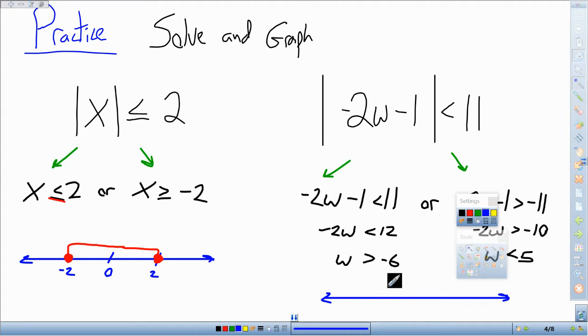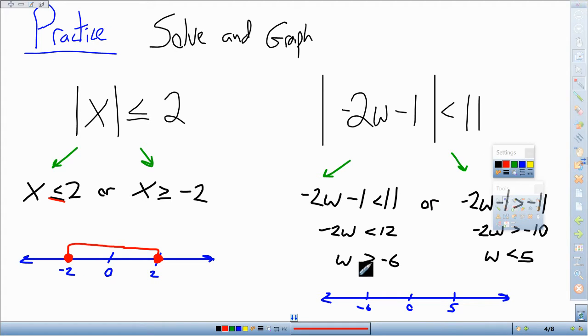Okay, so let's see, we got a negative 6, we got a positive 5, putting 0 in the center. W is greater than negative 6, so open circle to the right, less than 5, open circle to the left. Okay, so it just so happened both of these went towards one another.